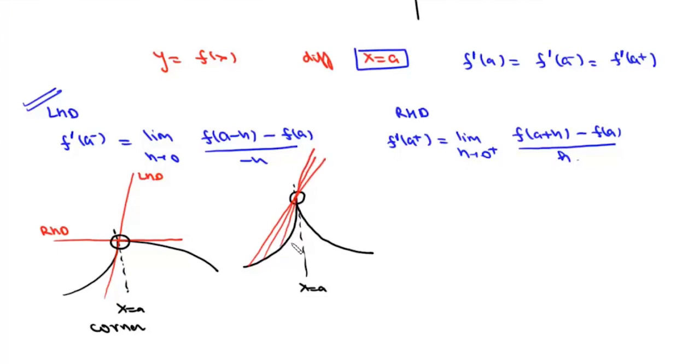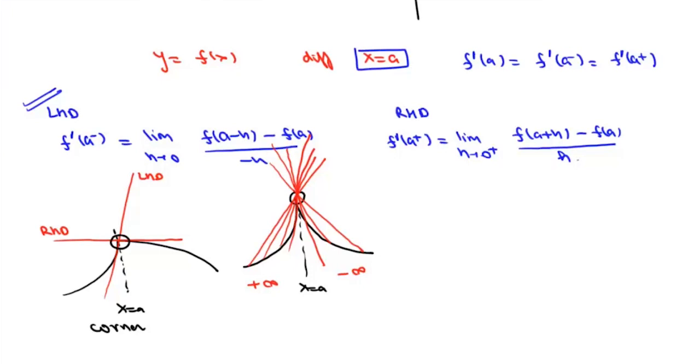this angle keeps on increasing. So from the left, we get this slope as plus infinite, and when we draw the cusp from the right, it'll approach minus infinite.